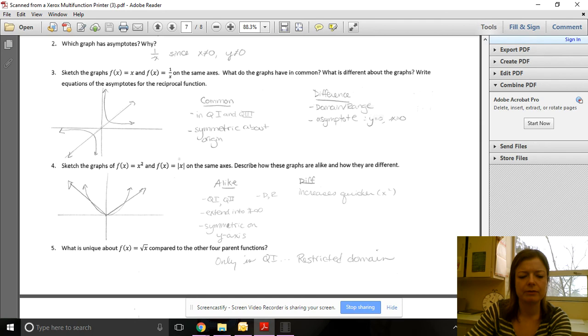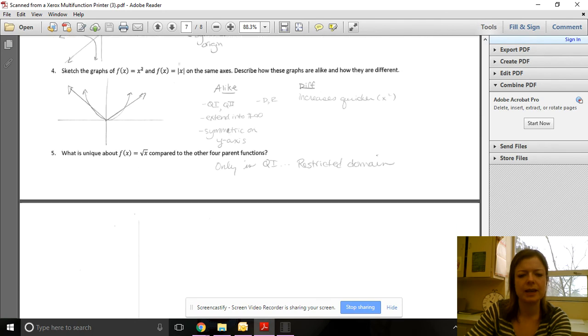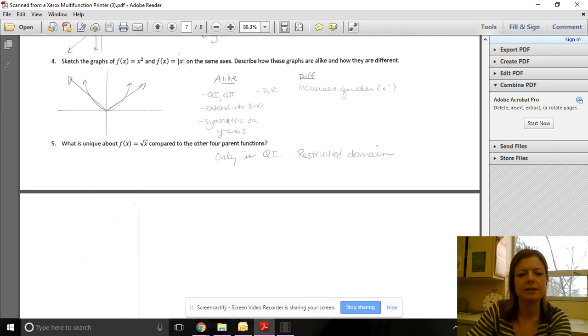Then x squared and absolute value of x. So they're both in the same quadrants. They both extend to infinity. And they're both symmetrical on the y-axis. So it's symmetrical this way. But x squared increases much more quickly. Okay, what's unique about root x? It's the only one that is only in one quadrant.